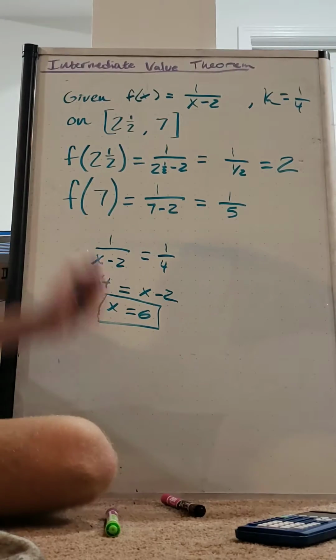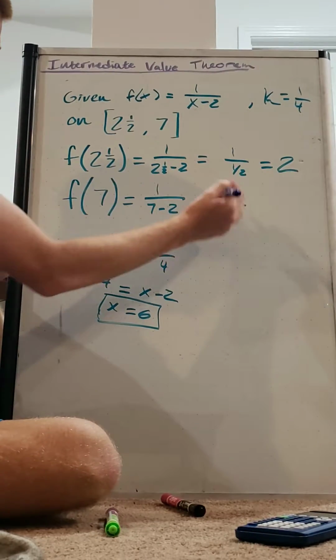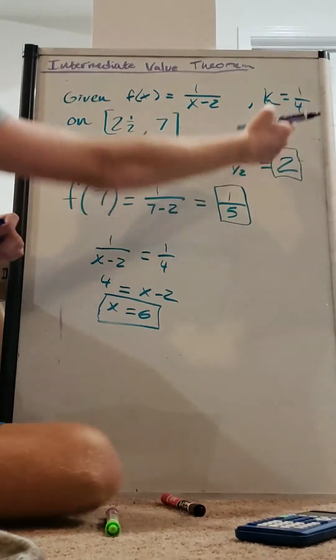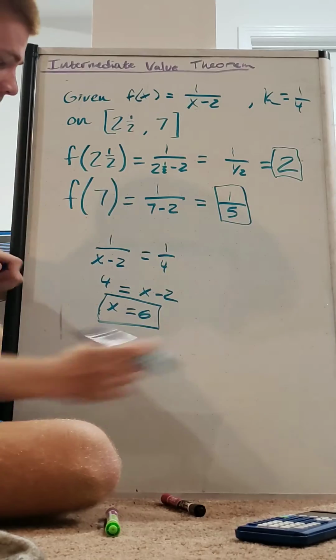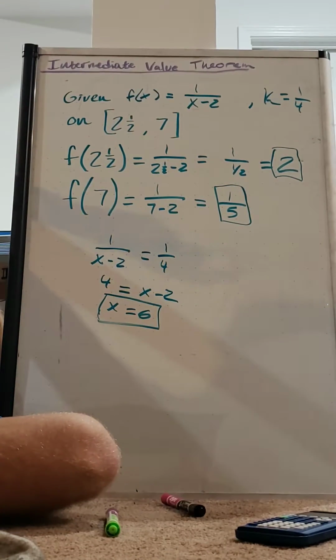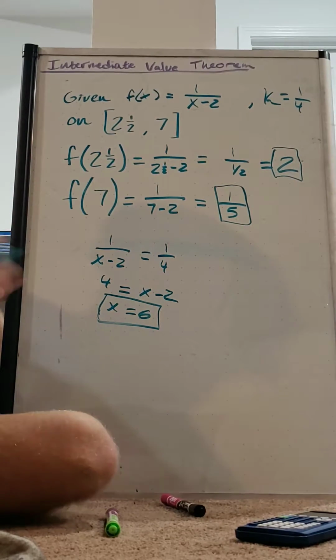So that's how we decide that the intermediate value theorem holds, by finding these two values and then saying, okay, this 1/4 is between these two. So that's how we know that we can use the intermediate value theorem, and then we just set these equal to each other and then solve for x.